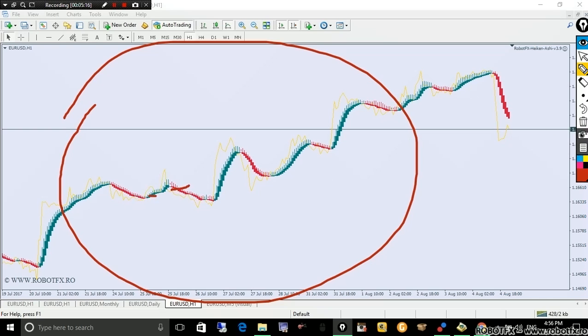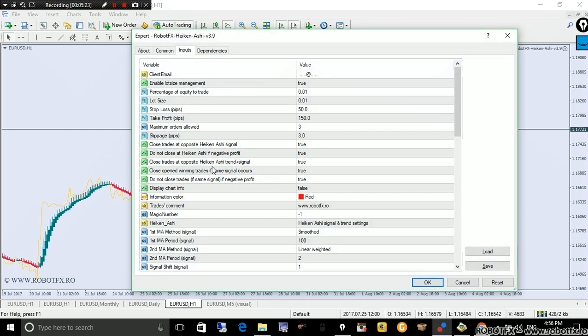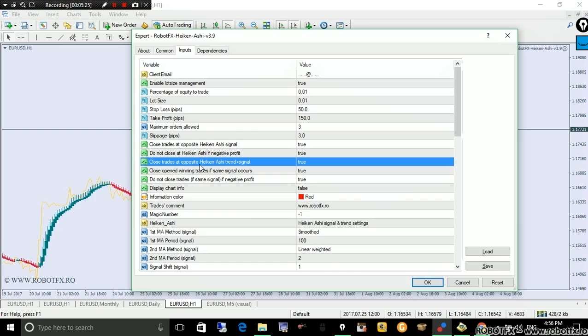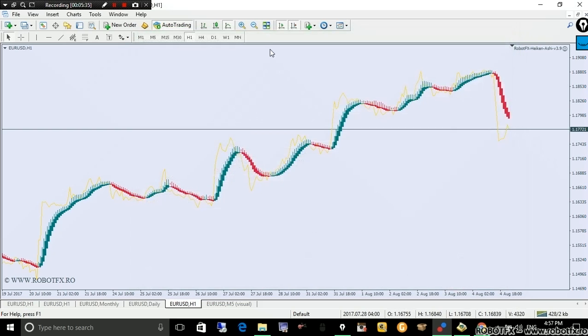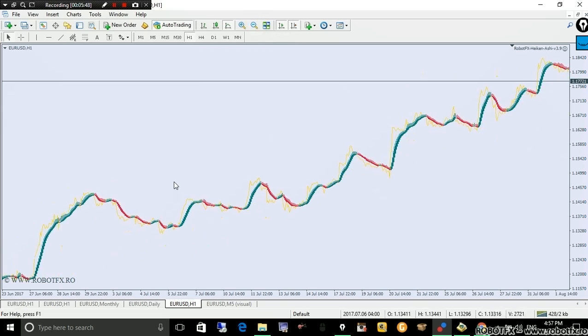Yes, this will be the only example. Close trades at opposite Heiken Ashi trend and signal. If this is set to true, then the Heiken Ashi will close the trades regardless of the profit, so it will be negative probably, when the trend changes, and it will be also a trade signal for the new trend.